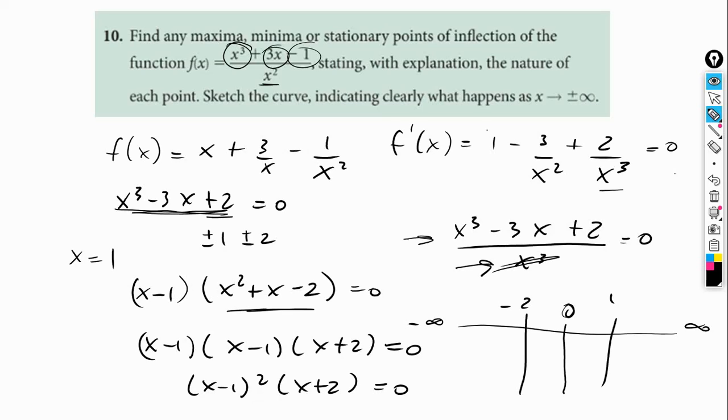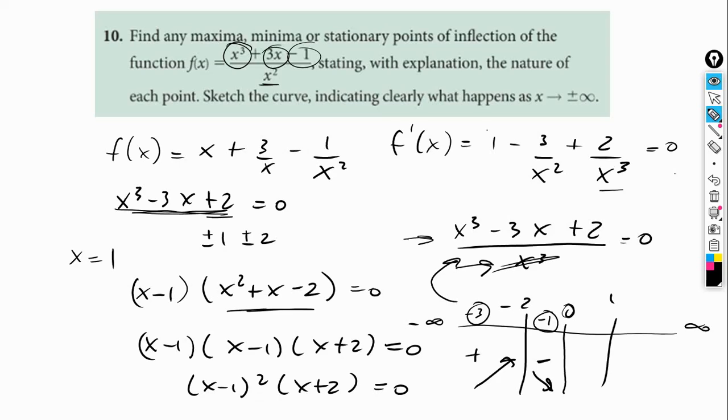Okay, so what happens if we plug in, say, negative 3, right? A value that is less than negative 2. If we plug in negative 3 in the derivative, what are we going to get? We're going to get a positive value. You can test that for yourselves. Now, something between negative 2 and 0 would be negative 1. If we plug in negative 1, we're going to get a negative. Okay, so it means that this has to be a maximum because it's positive and then it starts going down. So this has to be a relative maximum.